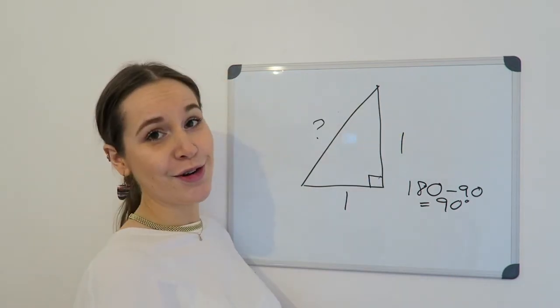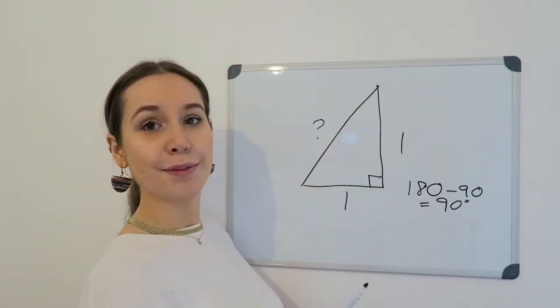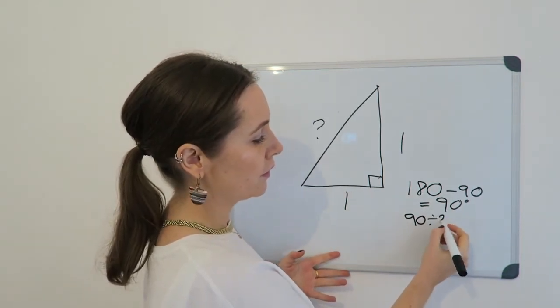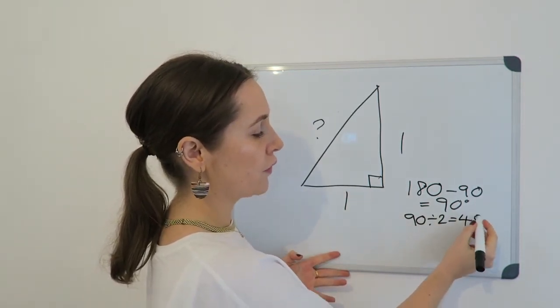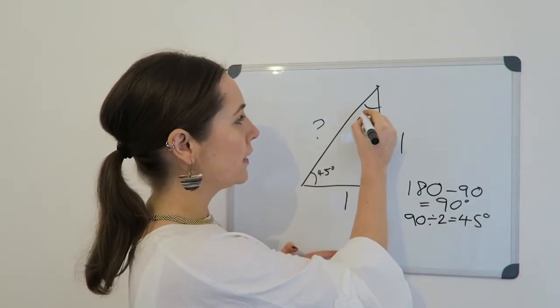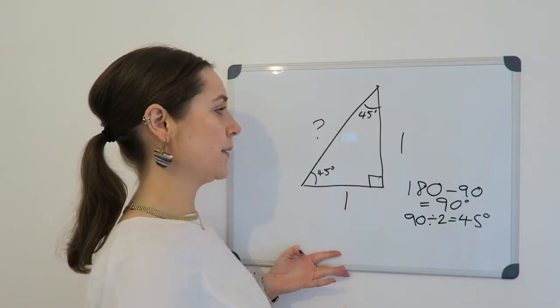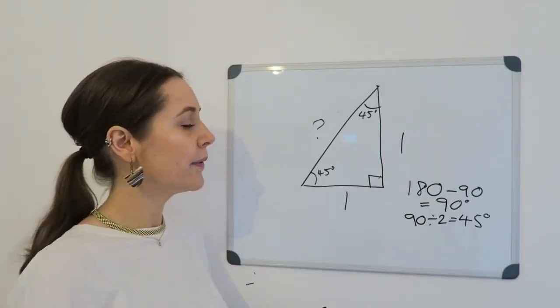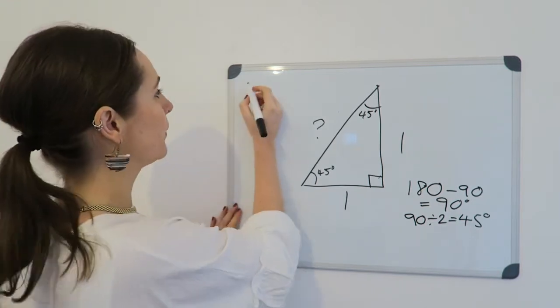It's an isosceles triangle, so these two angles are going to be the same. So 90 degrees divided by 2 equals 45 degrees. So this is 45, and this one is also 45 degrees. And now what we need to do is work out the last side length here. So we're going to use Pythagoras again.